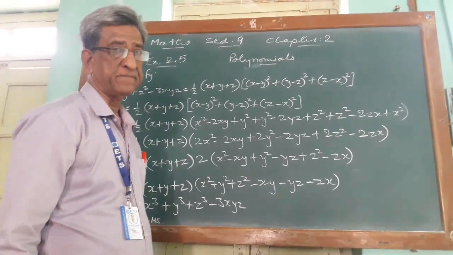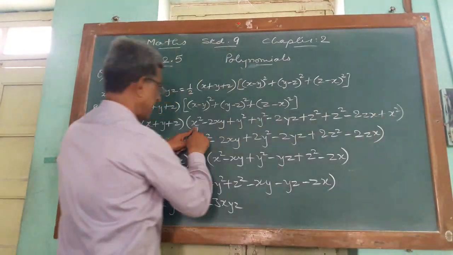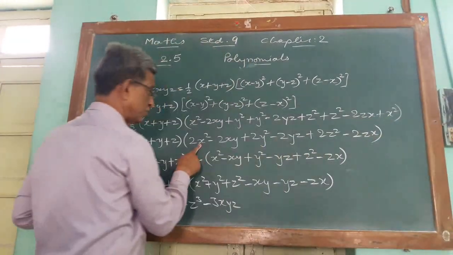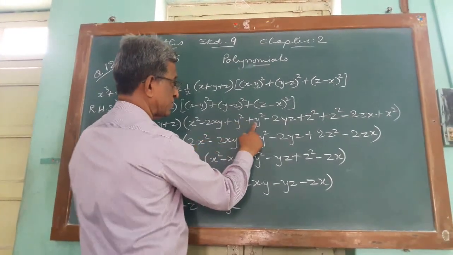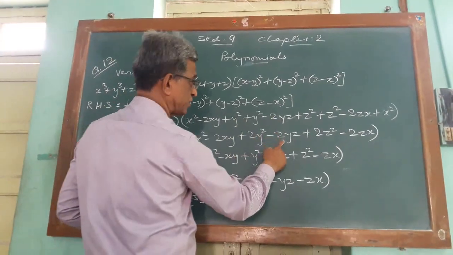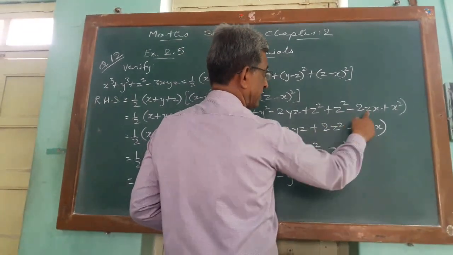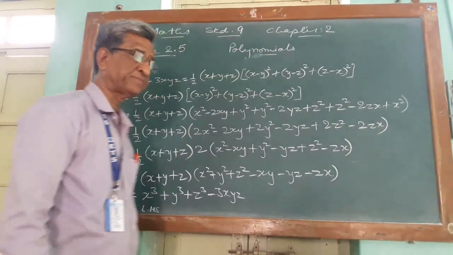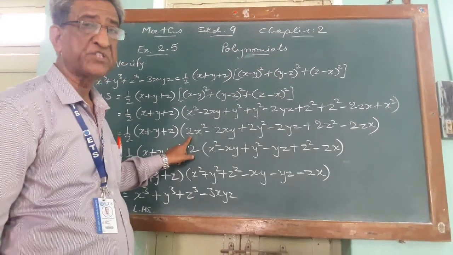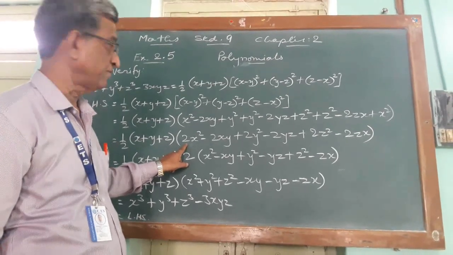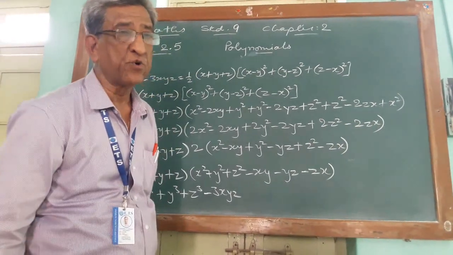Now simplify. Add the like terms. x square plus x square gives you 2x square minus 2xy. y square plus y square, 2y square minus 2yz. z square plus z square, 2z square minus 2zx. Now you can see that 2 is common in all the 6 terms. 2 is common, see here. Now take out that 2 common.